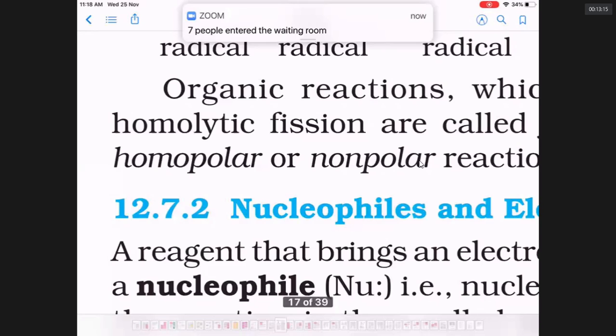Free radicals are always formed due to high temperature or due to the presence of light or H2O.